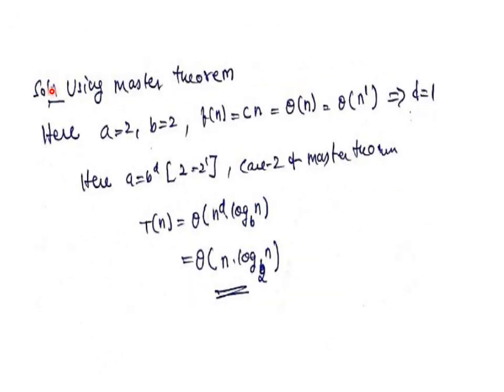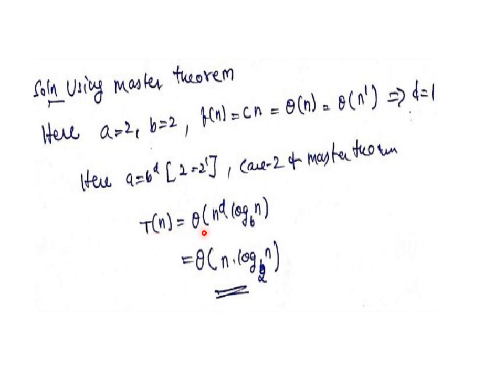So in the next slide, using the master theorem, we have a equal to 2, b equal to 2, f of n equal to c of n, that is big theta of n to the power 1, so d is equal to 1, right? So in this case, a equals b to the power d, 2 equals 2 to the power 1. So that is our second case of the master theorem, right?